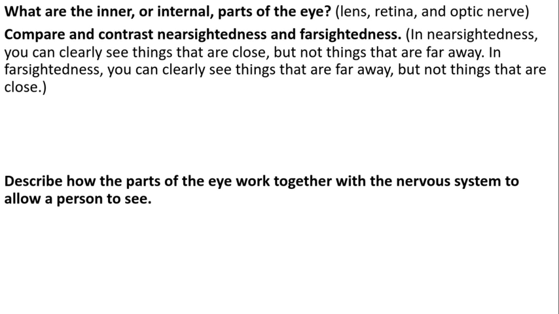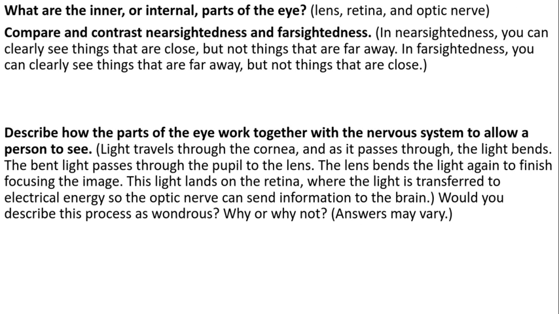Describe how the parts of the eye work together with the nervous system to allow a person to see. Light travels through the cornea, and as it passes through, the light bends. The bent light passes through the pupil to the lens. The lens bends the light again to finish focusing the image. This light lands on the retina, where the light is transferred to electrical energy so the optic nerve can send information to the brain.